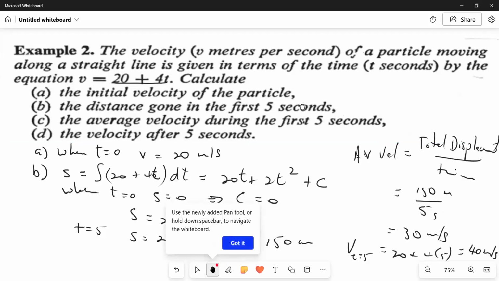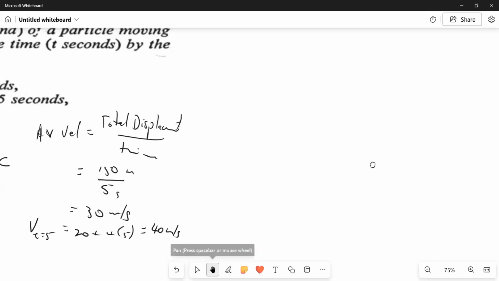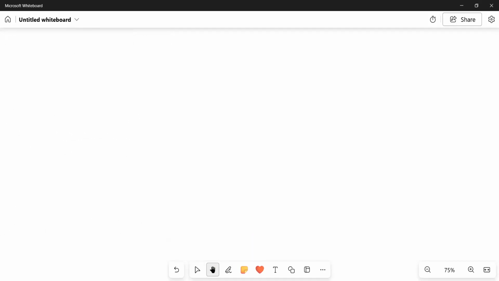All right, so let's go to another application of integration, and this has to do with area. It has to do with area.